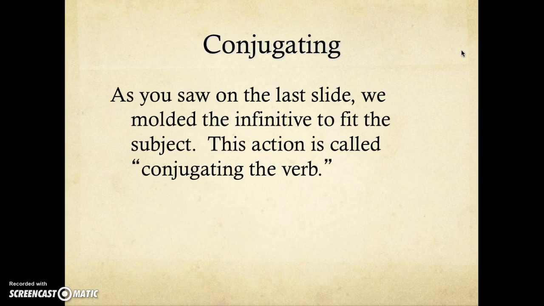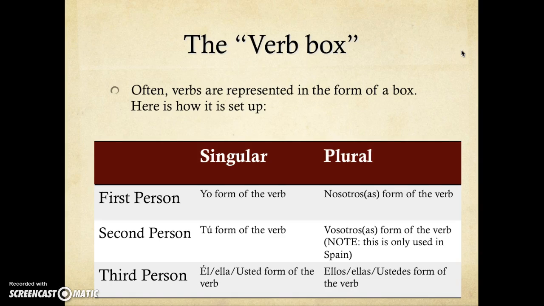So as you saw in the last slide, we molded the infinitive to fit the subject. This action is called conjugating the verb. The verb box. Often verbs are represented in the form of a box. This is how it is actually set up when you are conjugating a verb.